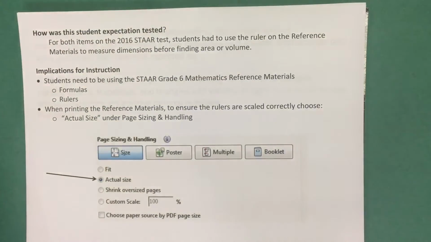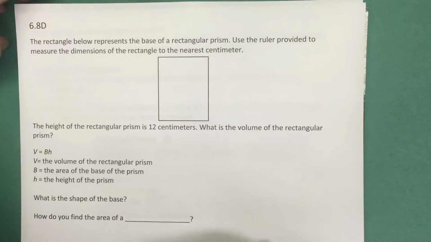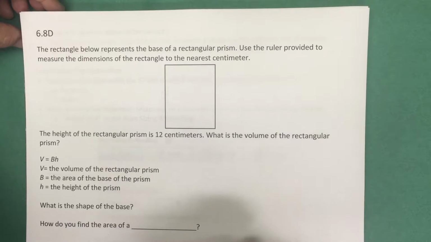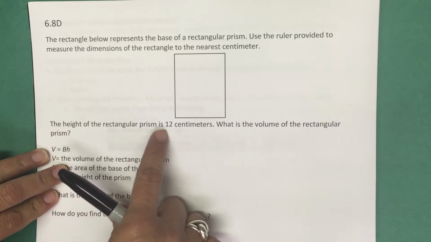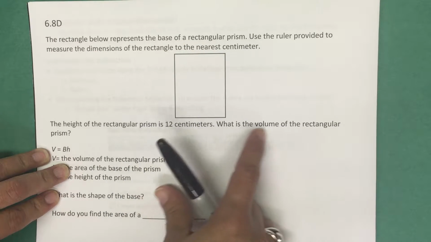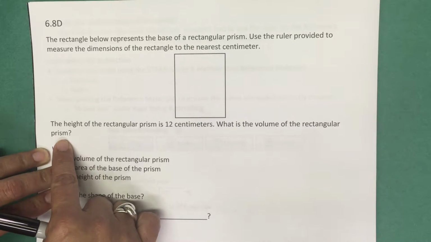So now let's look at an item from the STAAR test, a released item for this standard. This problem says, the rectangle below represents the base of a rectangular prism. Use the ruler provided to measure the dimensions of the rectangle to the nearest centimeter. The height of the rectangular prism is 12 centimeters. What is the volume of the rectangular prism?